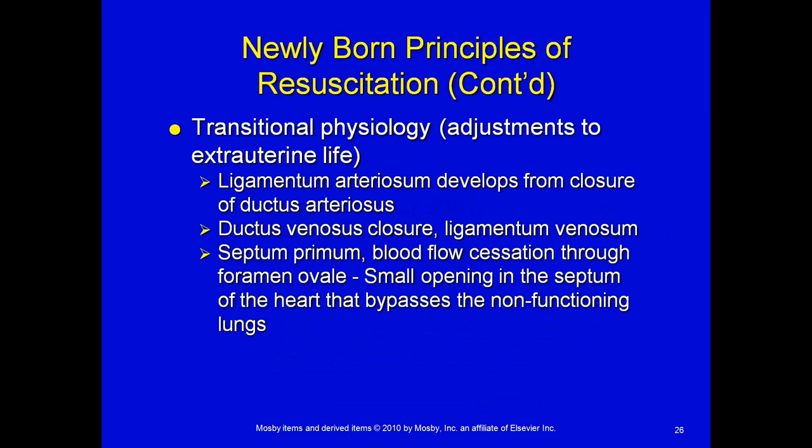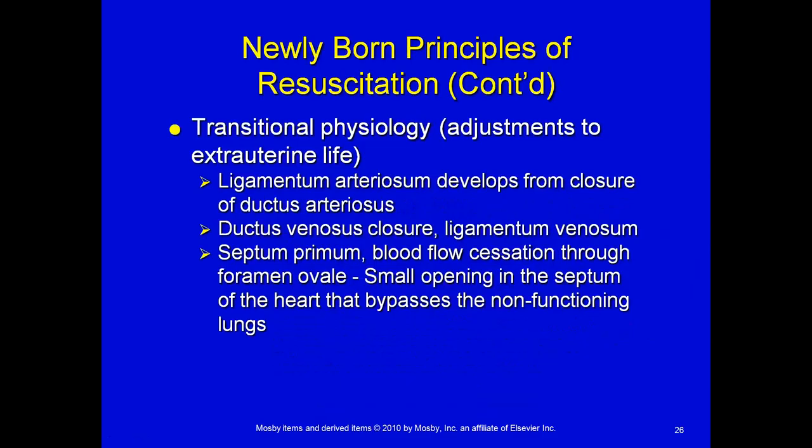The ligamentum arteriosum develops from closure of the ductus arteriosus. So when the lesser pressure on the right side of the heart and greater pressure on the left side of the heart occurs, that causes the ductus arteriosus to close, and then that becomes the ligamentum arteriosum, and that's a ligament that holds the heart in place in the chest. But again, during rapid deceleration, that ligament can actually lacerate the aorta and cut it right in half.